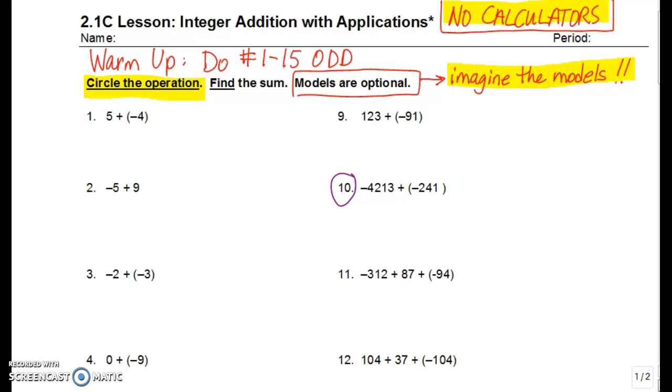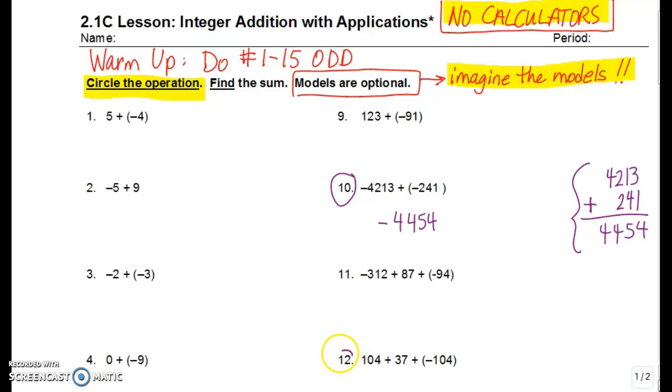How many negative tiles are there? Well, I'm going to come over to the side, and I'm ignoring the negative signs. I'm going to add 4,213 and 241, and I get 4,454 negative tiles. So I know that my answer is negative 4,454. So notice I'm doing the work in the margin for number 10. So that's my first problem I want to show you.